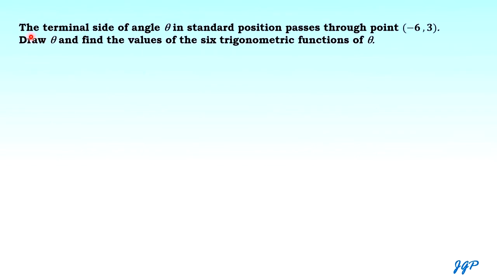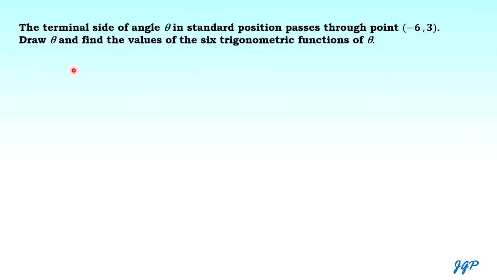Let's have the second example. The terminal side of angle theta in standard position passes through point (-6, 3). Draw theta and find the values of the 6 trigonometric functions of theta. Again, you're given a point and then you're asked to give the 6 trigonometric functions. First, you need to plot this point and then draw our theta.